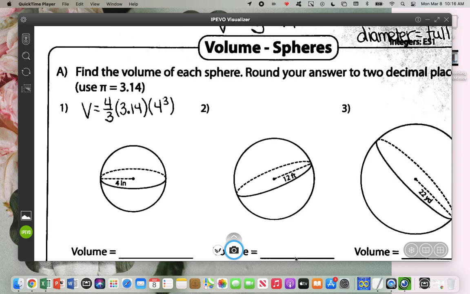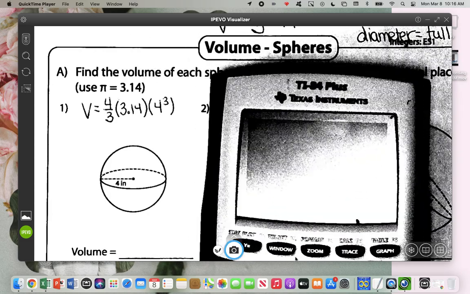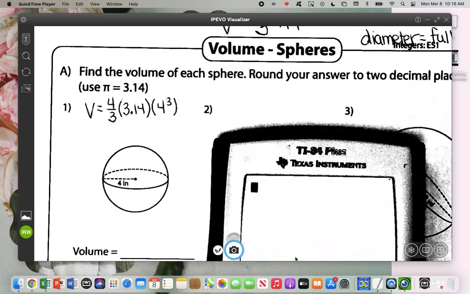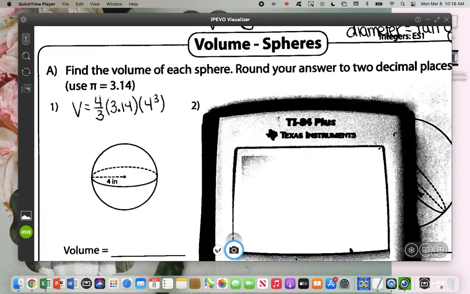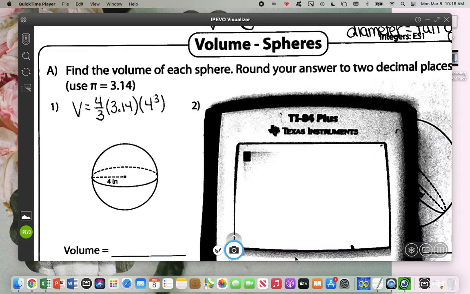You guys will need your calculators probably. I will get mine out. Now I can't promise you that you're going to be able to see this. We'll try it. The lighting on that is absolutely awful. Can you guys see that? Maybe?